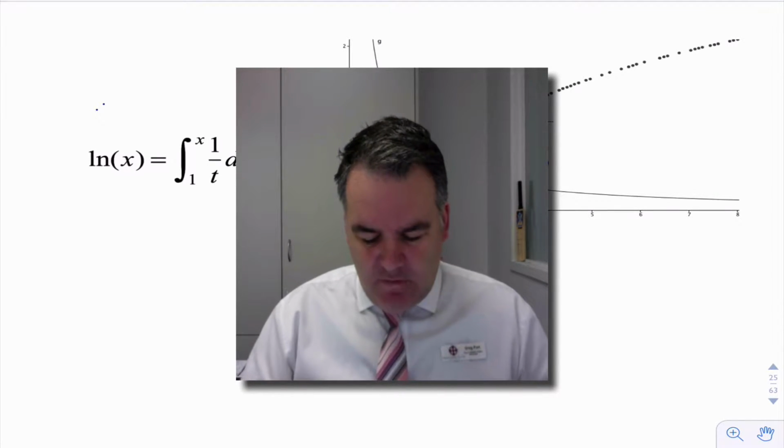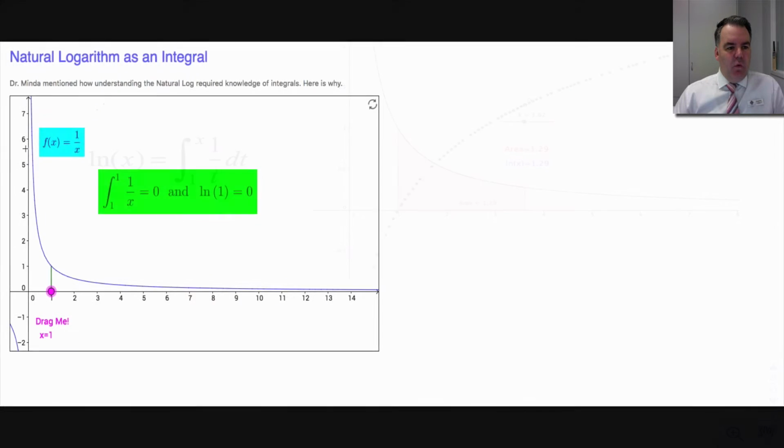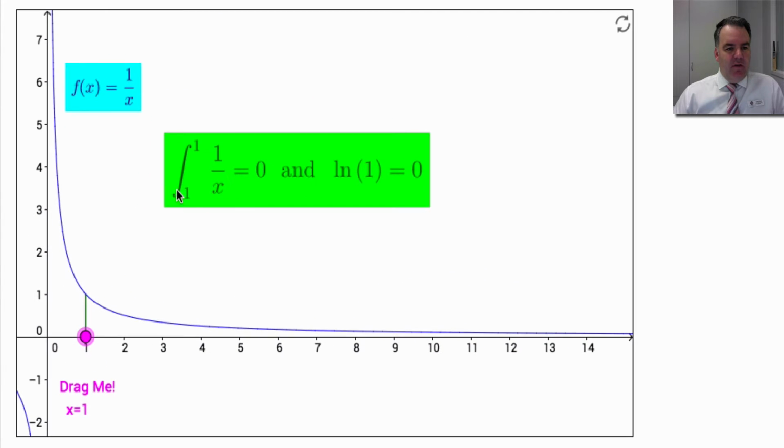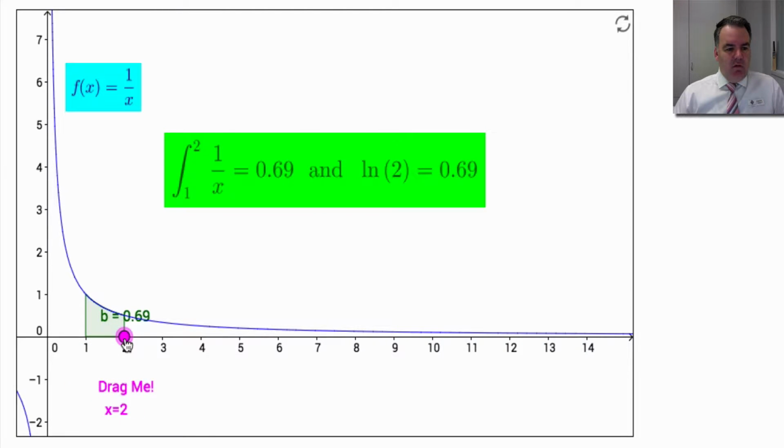One thing I just wanted to point out along with this is the really basic definition of the natural log function. Let's look at this here. We've got the curve 1 over x, and what I'm going to do here is drag this point along, and we're going to measure the area underneath the curve. You can see at the moment the area is 0 because we're going from 1 to 1. So we're starting at 1. I'm just going to move this across to 2.